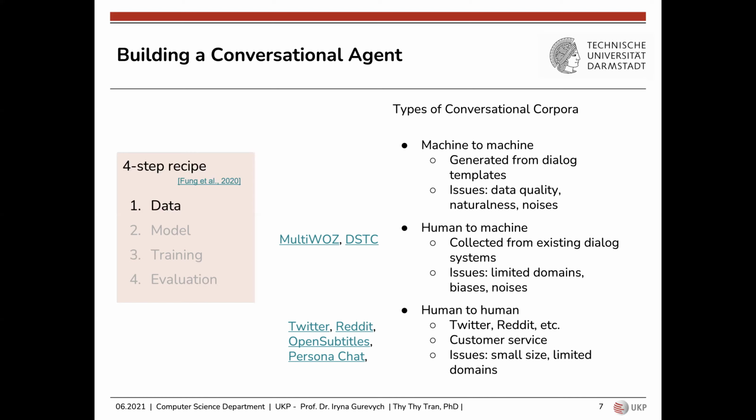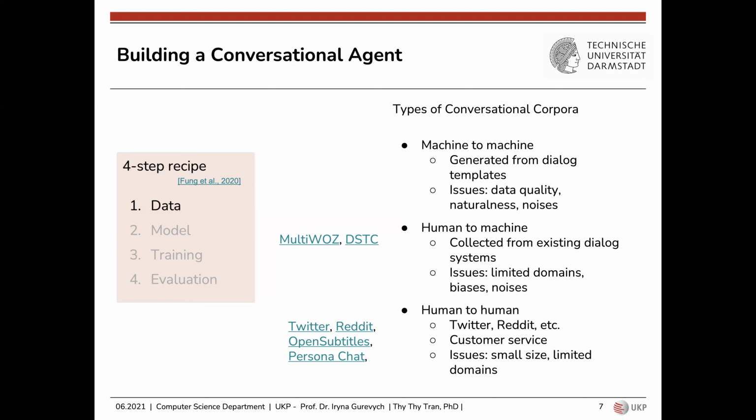Human-to-machine data are also available. You can collect from the existing dialogue systems. However, such data only cover limited domains and usually include bias and noise. Human-to-human data are the most difficult to get. We can only gather a small size in some particular domains.